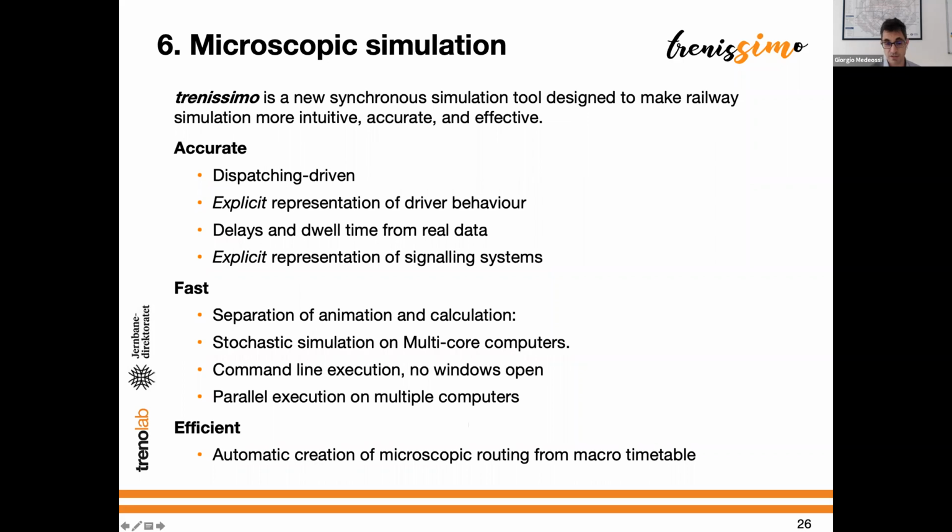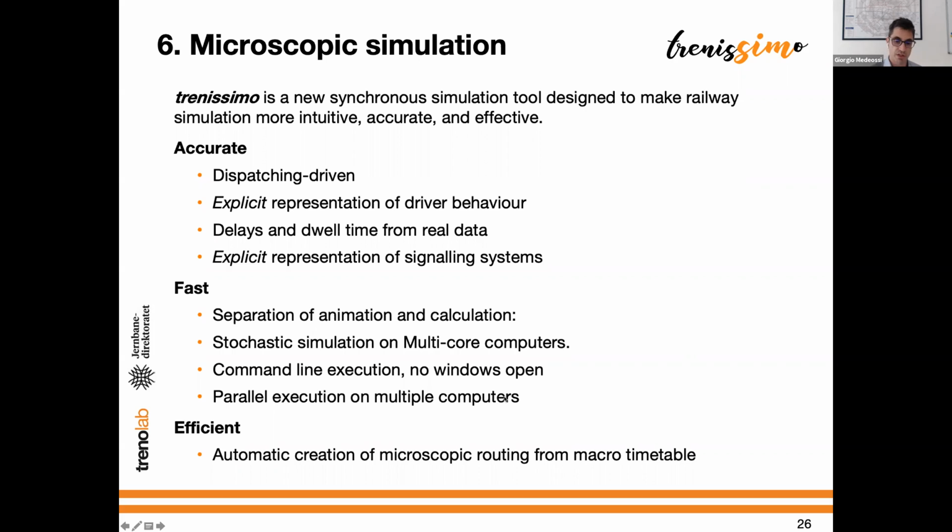We say that it is fast because animation and calculation are separated, because we take advantage of multi-core computers, because we don't need to open any graphical element, and because we can run multiple simulations on multiple computers in parallel. So if you have, say, 10 8-core computers, you would run 80 runs in parallel, seamlessly for the user.